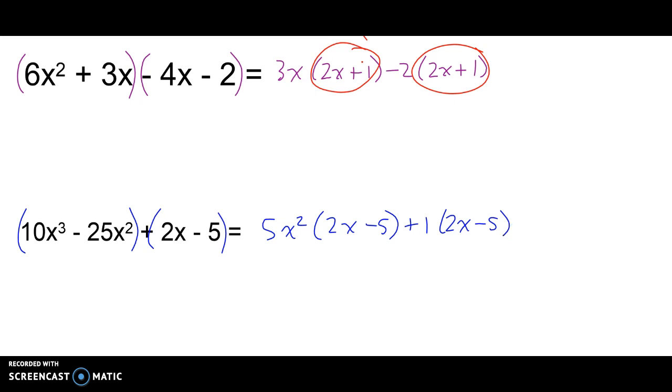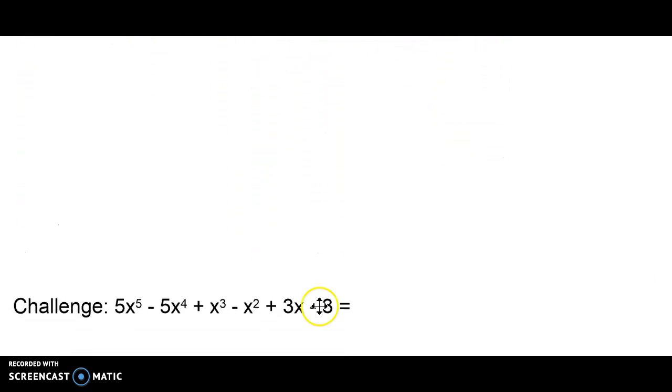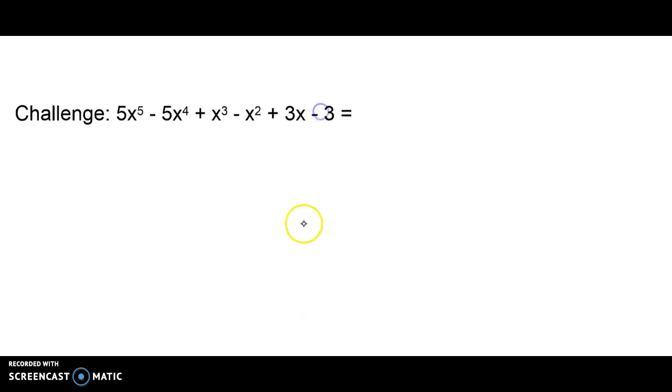But here, it's a good idea because look, we now have this common factor in both groups. Both groups have a 2x minus 5. So factor out the 2x minus 5. And that'll leave you 5x squared plus 1. If you think you're getting the hang of this, try this challenge problem here. Again, I'll pause, give you a second. You should pause the video, try it on your own piece of paper, and then press play.